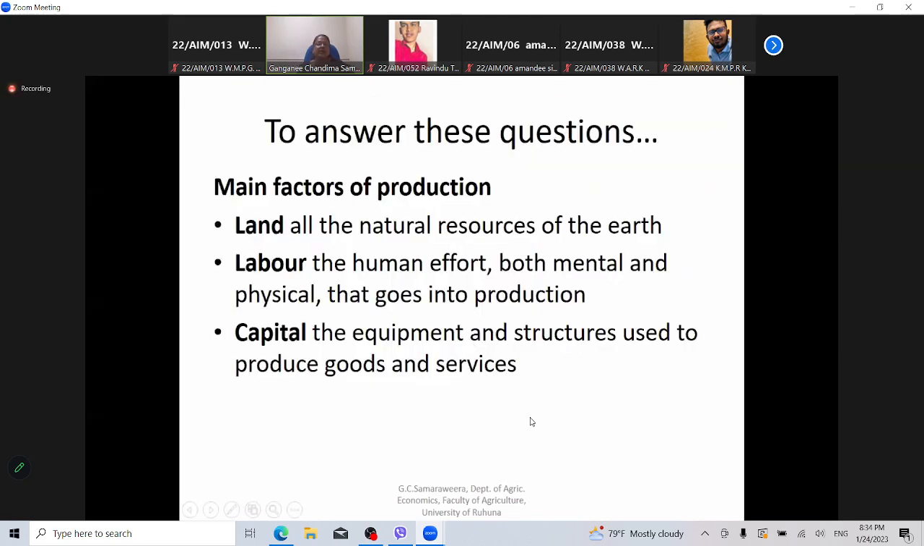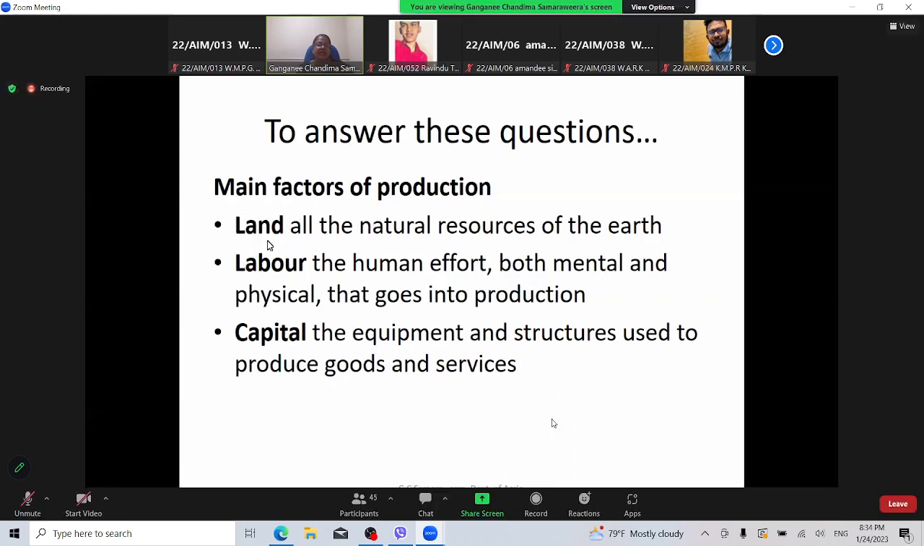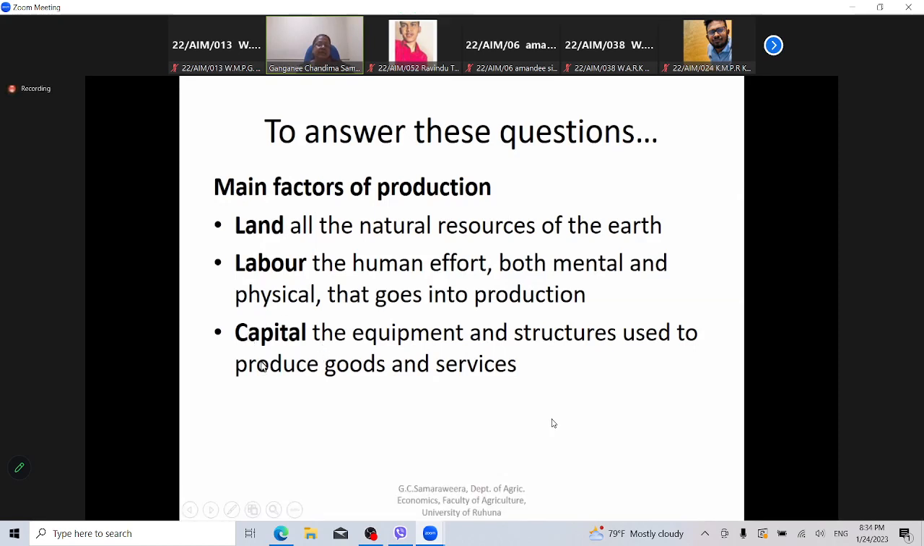That's why we have these resources. These are the main factors of production. In microeconomics, we basically learn about land, labor, and capital. Land means all the natural resources of the earth, because the earth carries all natural resources. Land bears all these, our forest, our water. Have you learned about natural resources in your course units?